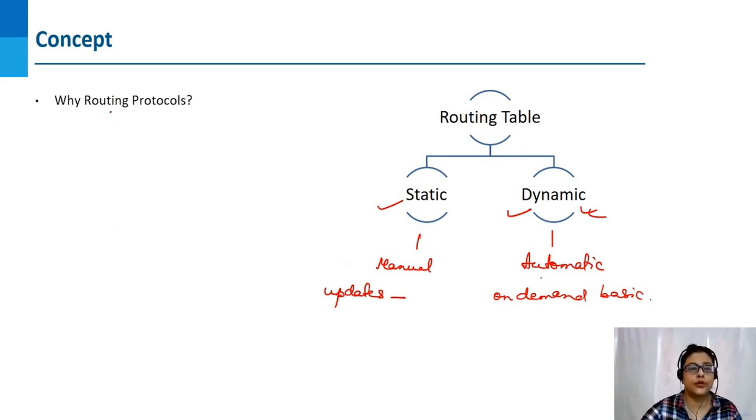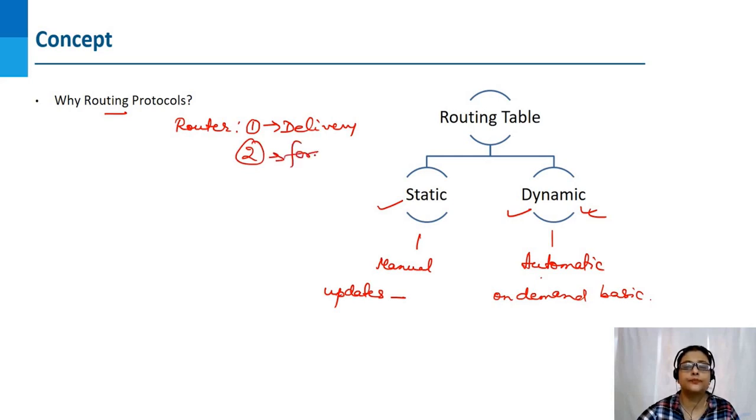Now, why do we need routing protocols? We know the functionality of a router is three in number. Number one is the delivery. Number two is forwarding. And number three is routing. Delivery means how the packets are handled by the underlying physical network under the supervision of the network layer. Forwarding means how the packets are actually delivered to the receiver from the sender.